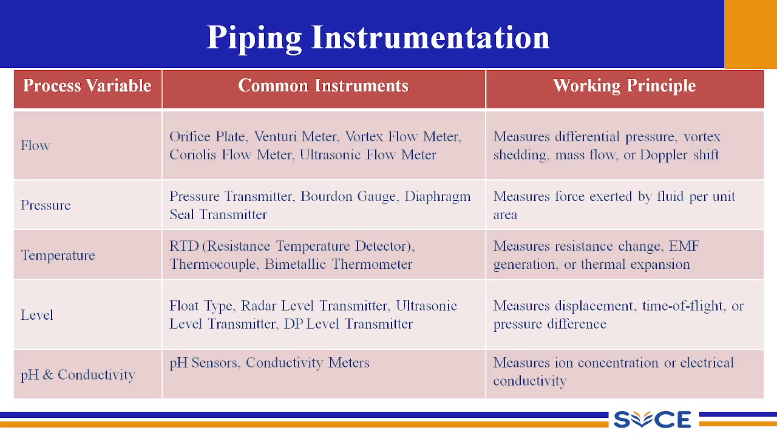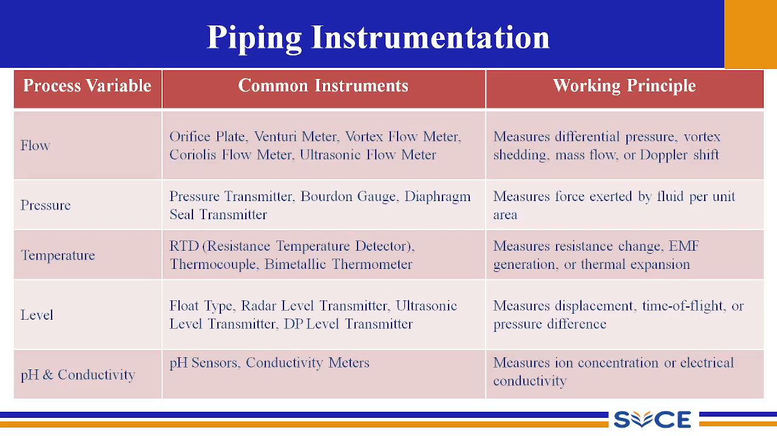Next comes the level control, or the level variable. This is measured by using a float type instrument or radar level transmitters or ultrasonic level transmitters or differential pressure level transmitters. The working principle here is to measure the displacement in the case of float type, or the time of flight or pressure difference is another working principle of these instruments. The ultrasonic level transmitter uses the time of flight, and also the radar level transmitter uses the time of flight.